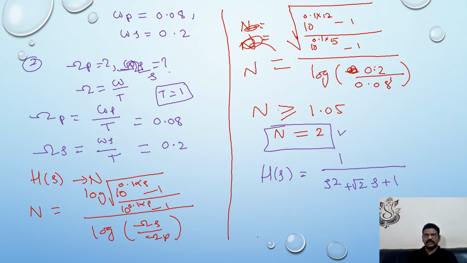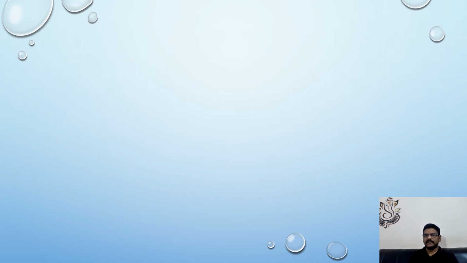But we need to remember, this H(s) is a normalized transfer function. Meaning here the H(s) is given for omega c equal to 1 radians per second. But for our problem, we have a particular value of omega c. So we need to compute omega c, then we'll derive the H(s) for this particular omega c. So the next step is we need to find out omega c.